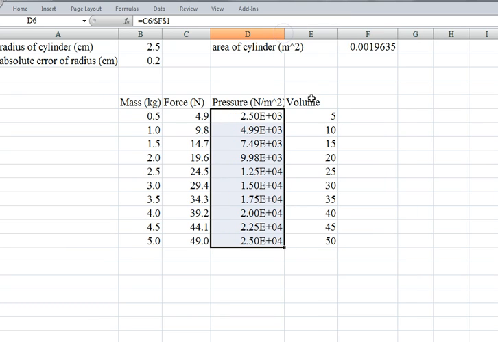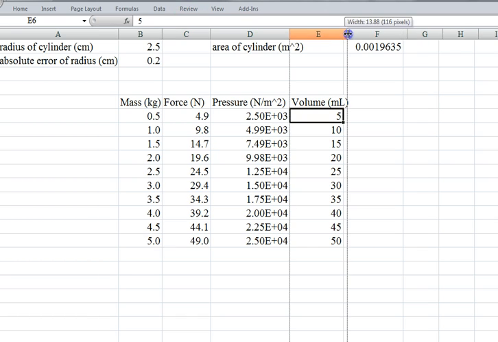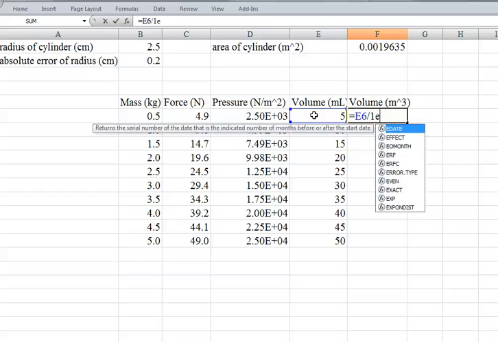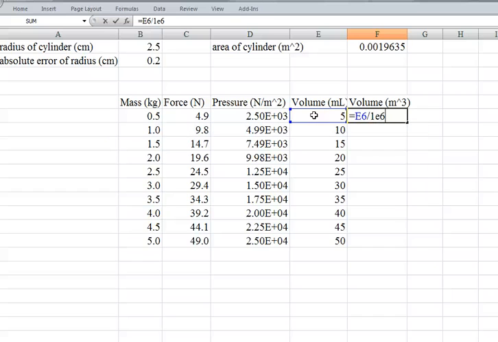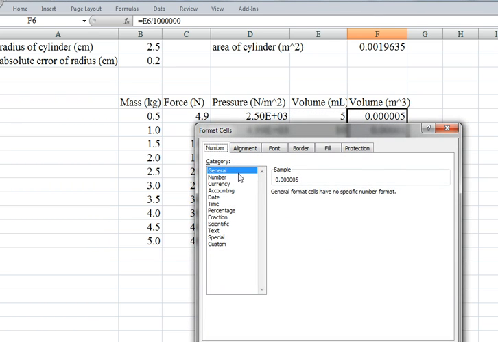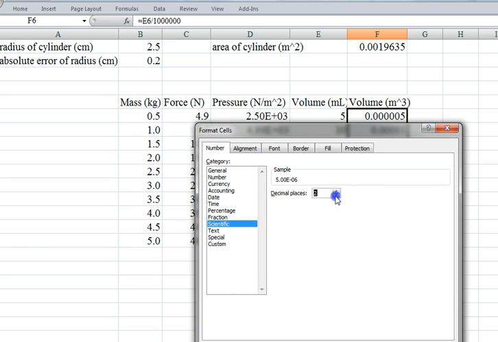Okay, and then we have the volume here, which is going to be in milliliters, and if you remember, that's not good. We want meters cubed. So what we're going to do is another column for meters cubed, and we have to take our volumes and divide by 1 million. And if I write 1E6, that's going to work. Okay, so there we go. And we'll do scientific for these, and we'll give them 2 decimal places.